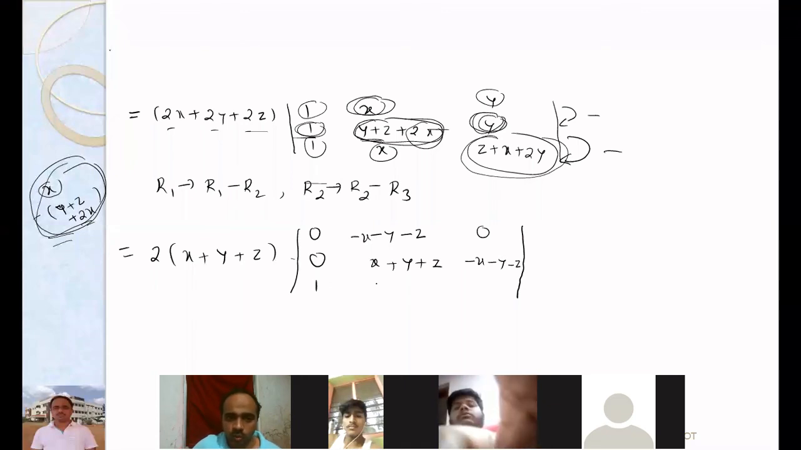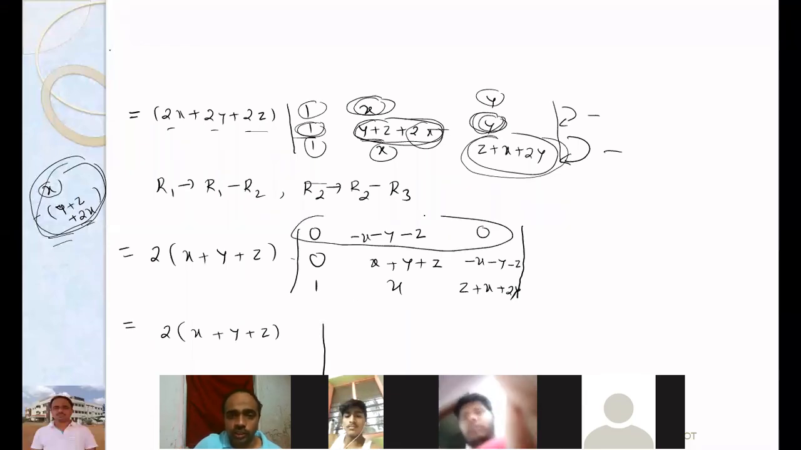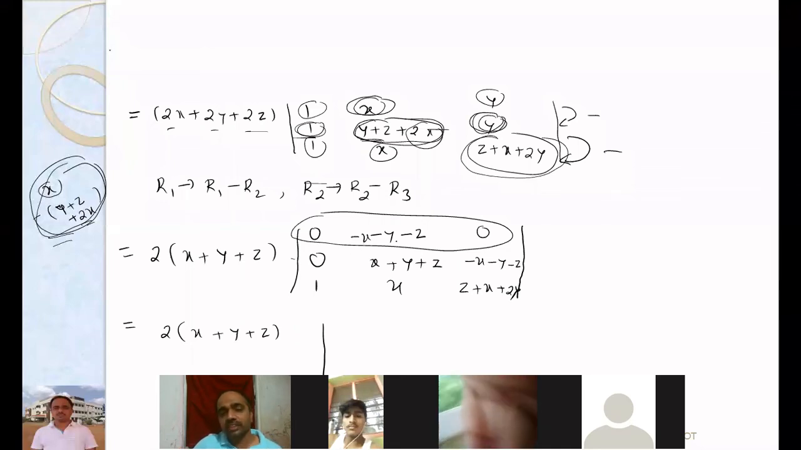Third row as it is, 1, x, z plus x plus 2y. So I get 2 into bracket x plus y plus z. Now what is common factor here? What is common in the first row? 0. 0 contains everything, so I can take anything common. But look at this element. Minus x, minus y, minus z. If you take minus common, x plus y plus z. So I will take x plus y plus z.